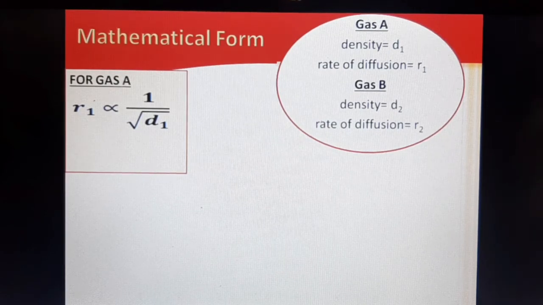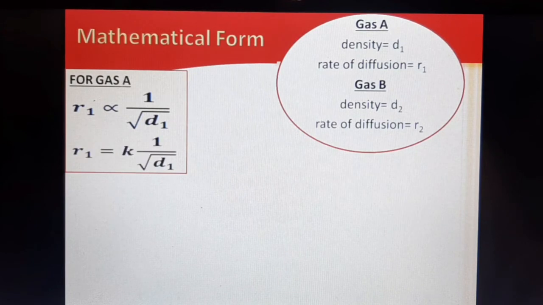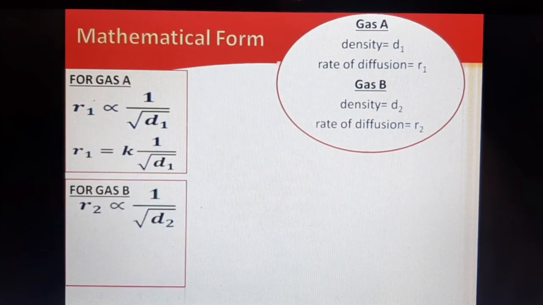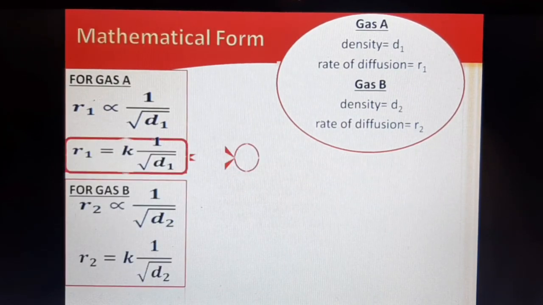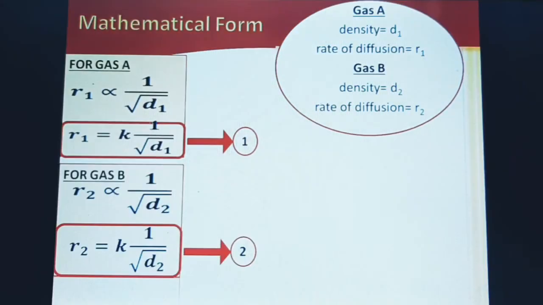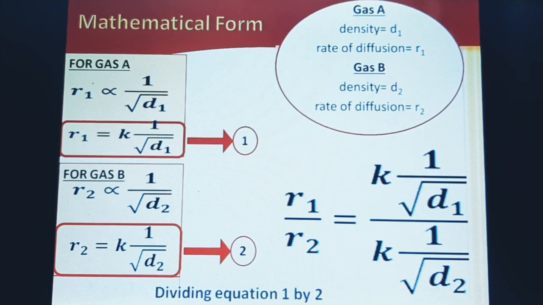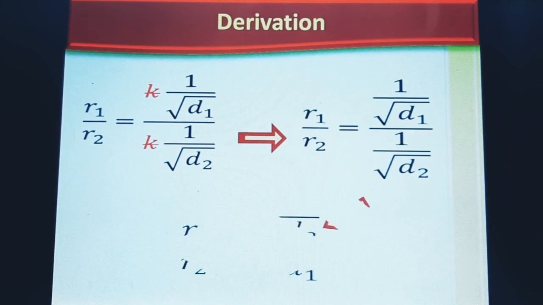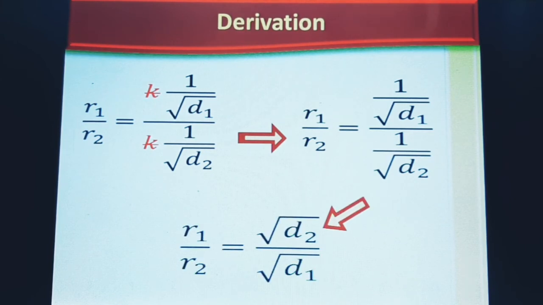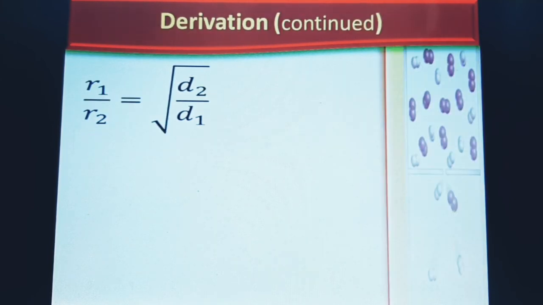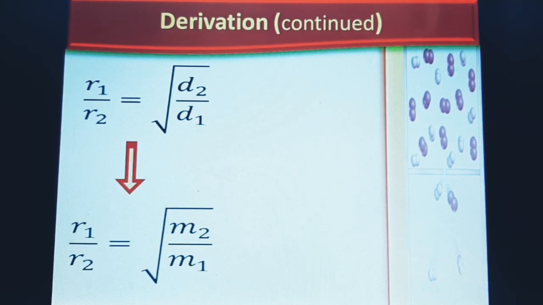Removing the sign of proportion, we add the proportionality constant. Similarly, for gas B, we add the proportionality constant and we get two equations. Dividing equation 1 by 2, the proportionality constant gets cancelled out and we get this formula: R1 by R2 equals square root of D2 over D1, which is the formula of Graham's law of diffusion. The density of the gases could be replaced with their molecular masses.